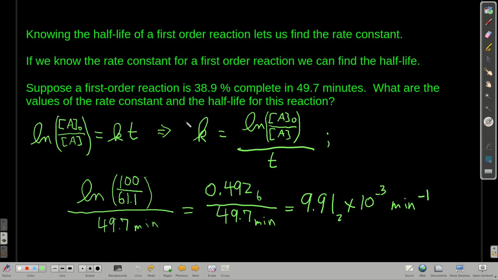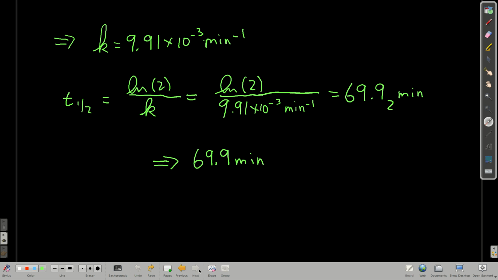And so that means that if the concentration of A initially was 100, the concentration of A is going to be 61.1. So we just put 100 over 61.1. Make sure you do that subtraction there. And we know that the time it takes, 49.7 minutes. Take the natural log, divide, and we get the rate constant, 9.91 times 10 to the minus 3 per minute. Now that we know the rate constant, we can go back to the equation and find the half-life, just plugging in for k. Natural log of 2 over k is the half-life, and we get 69.9 minutes.